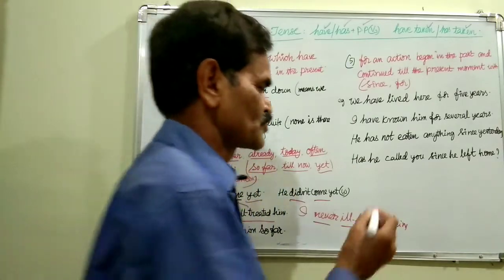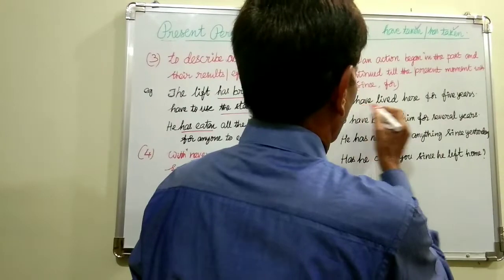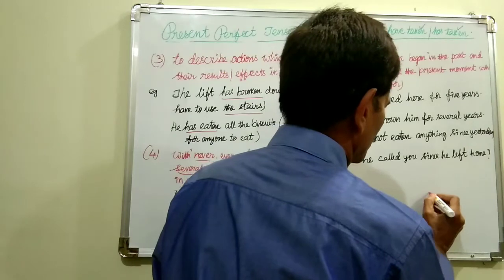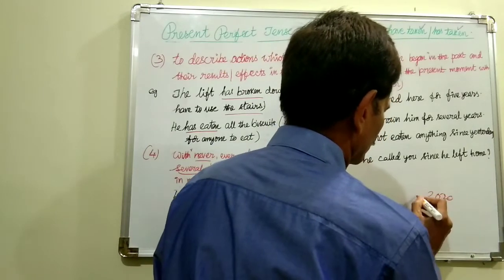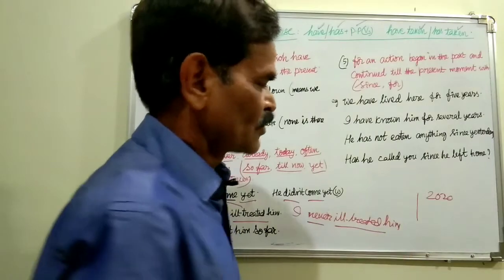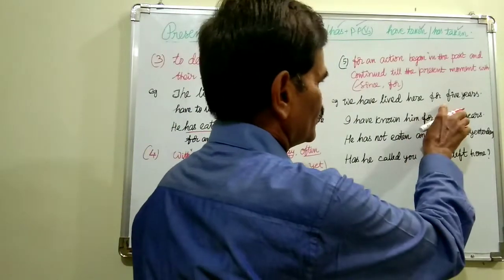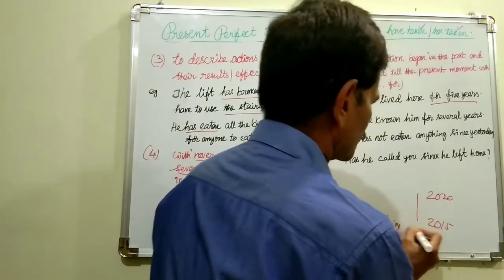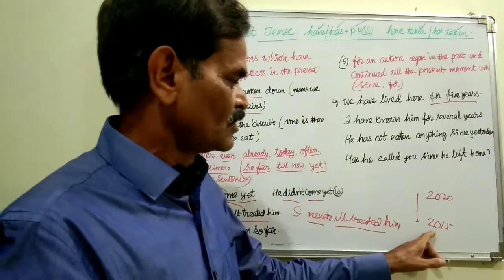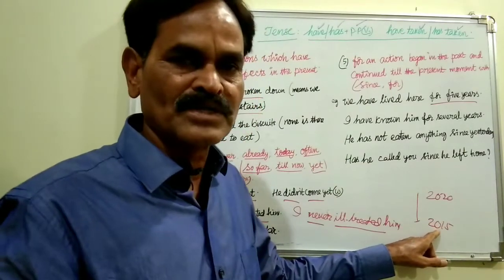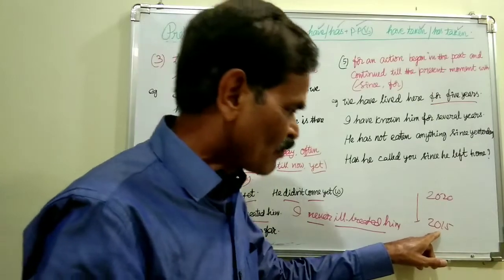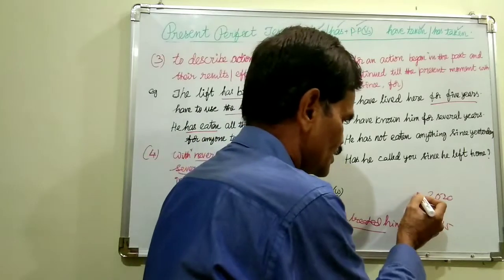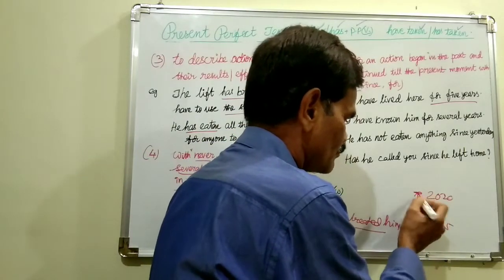So for this kind of action, suppose I have lived here for 5 years. Suppose now it is 2020. See the timeline. Now it is 2020. I have lived here for 5 years. That means 2015. In 2015, my living here started. So 2015, present or past? Past time. So in the past that action began, did not stop there, and continued till the present time.